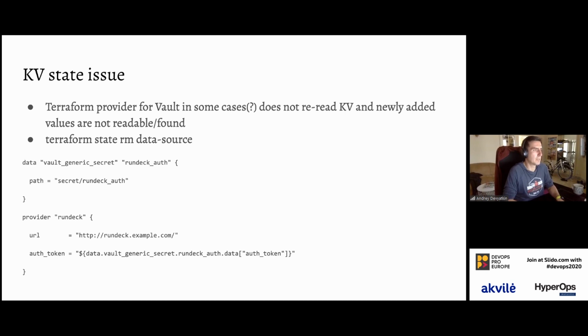And I spent a couple of hours trying to help a couple of developers figure out what was going on, because we see the secret, we can read the secret using the Vault CLI, but we cannot see it in Terraform. Like, what's going on?